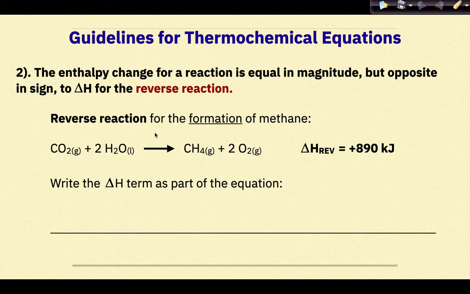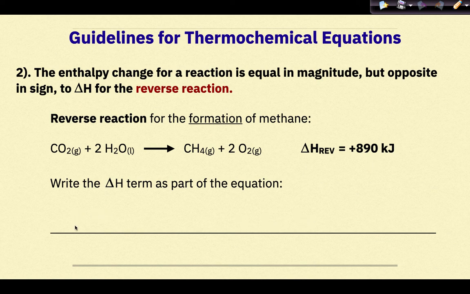What if we do the reverse reaction for the formation of methane? So instead of combusting it, we're actually producing it. So I have 1 mole of carbon dioxide reacting with 2 moles of liquid water to form 1 mole of methane and 2 moles of oxygen. And now my delta H in reverse is a positive 890 kilojoules. How would we incorporate this positive delta H into our chemical reaction?